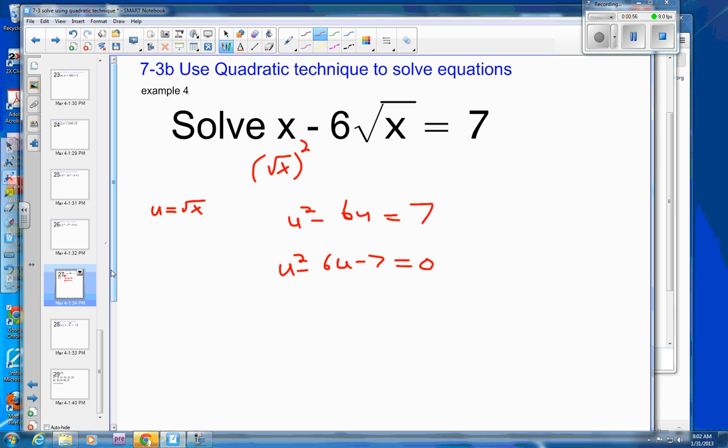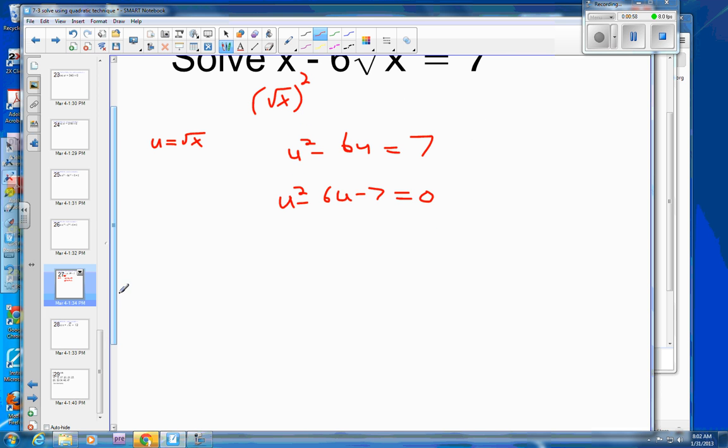And again, the very first way I look to solve one of these things is factoring, because factoring is way faster if it works. So it's factors of 7 that subtract to give me 6, and that would be 7 and 1. So this would be u minus 7 and u plus 1 equals 0. And if you FOIL them back together, you'll see that that is true.